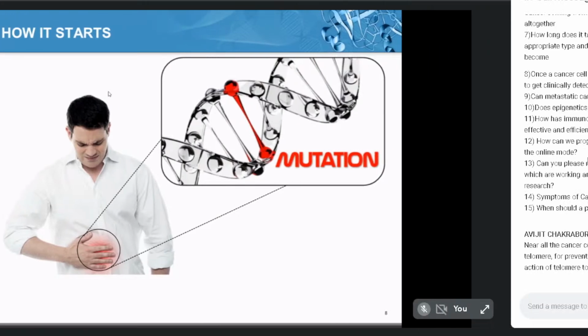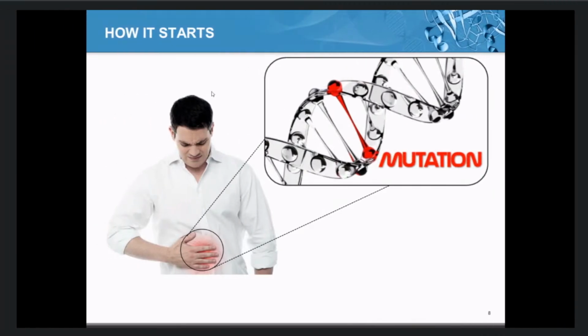How long does it take a normal cell to acquire the appropriate type and number of mutations to become cancerous? Let me make it clear first: who asked this question? Can you name them? Sir, there were too many questions, so we couldn't keep track of who asked. I'm asking because everyone is here now. How long does it take a normal cell to acquire the appropriate type and number of mutations? I asked the question. Name, please. Sir Shudeep.